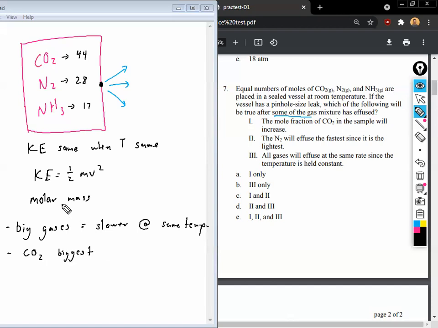So that means the smaller gases, N2 and NH3, are moving faster. And so if we poke a little hole inside of the container, will the smaller gases come out first or later? First, yeah, more of the small gas will come out. It doesn't mean only the small gas will come out. It just means more of it will come out faster because they're moving at a faster speed. And so the smaller gases leave first.